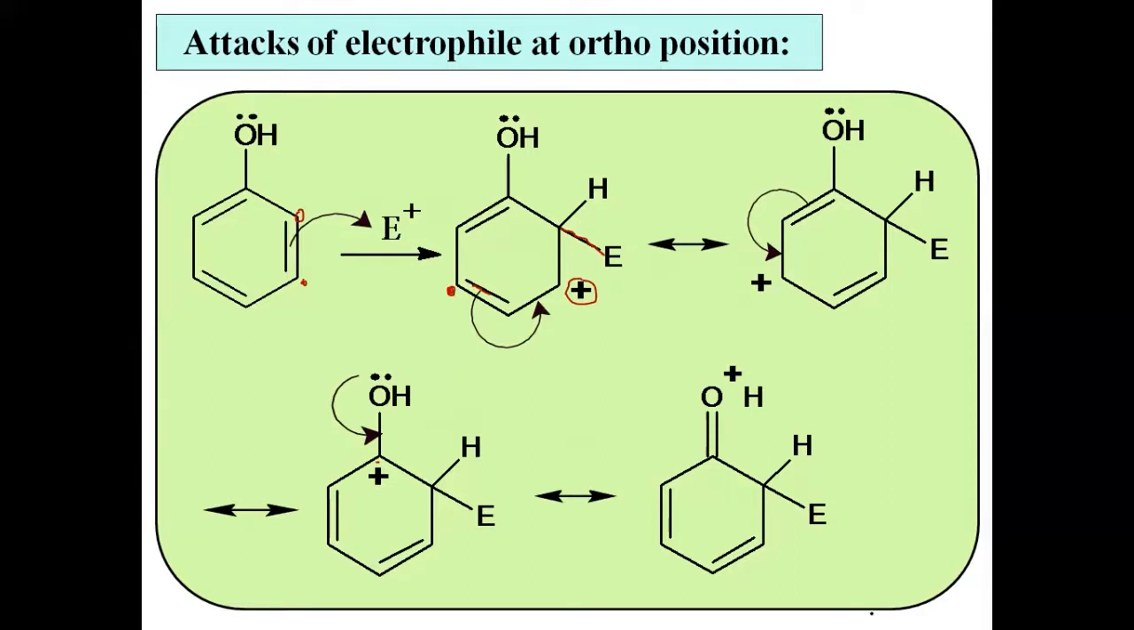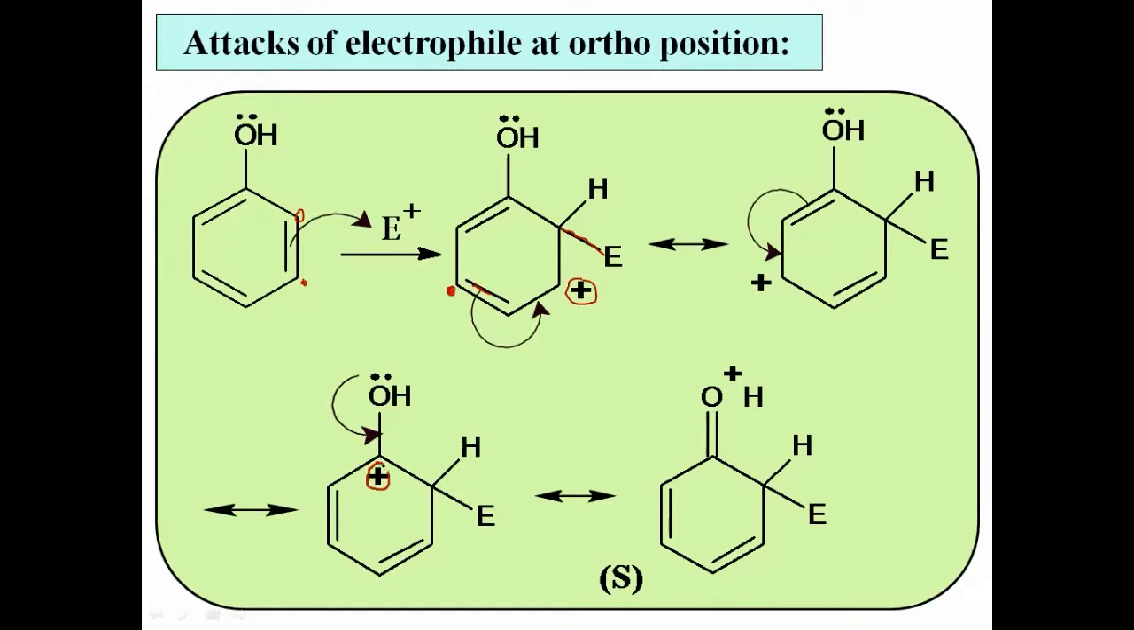Now here, this last structure, I will call it S. S means it is especially stable and has additional stability. Why is it especially stable? In this resonating structure, all the carbon atoms as well as oxygen have a complete octet of electrons. What about the other resonating structures? Here, the positive charge is on the carbon.